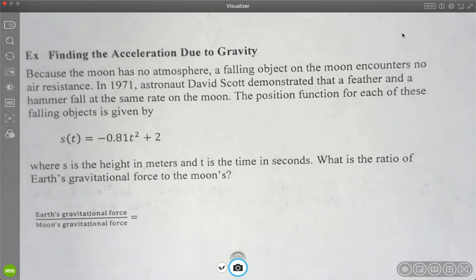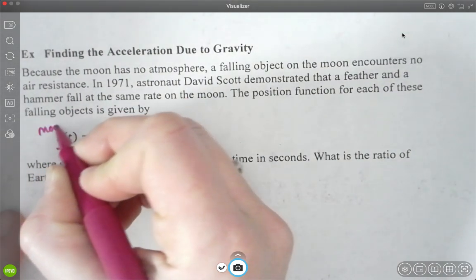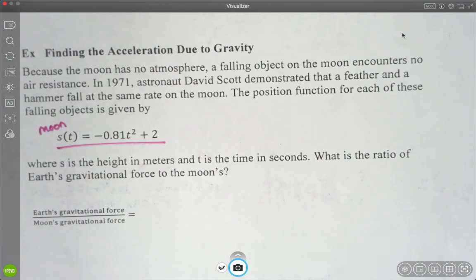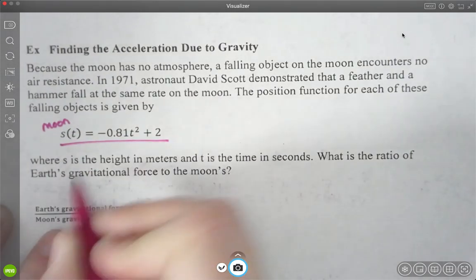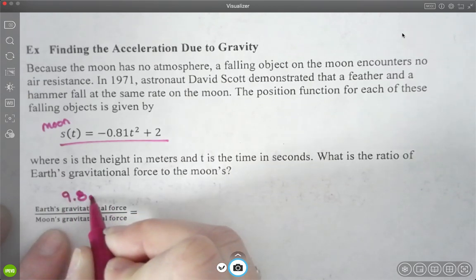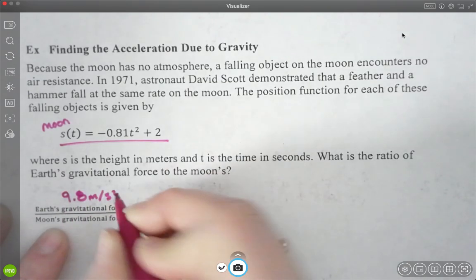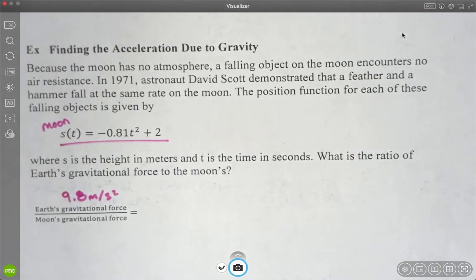Okay. The position function for each of these following objects is given by this. So this is the moon. This is the position. If I'm dropping an object from a height of 2, that's what this equation is doing. The acceleration due to gravity is 0.81. What's our acceleration due to gravity? 16 if this is in feet. Is this in feet? Height is in meters. So what's ours? 9.8. I'm going to put that down here because the Earth's gravitational force is 9.8 meters per second squared.